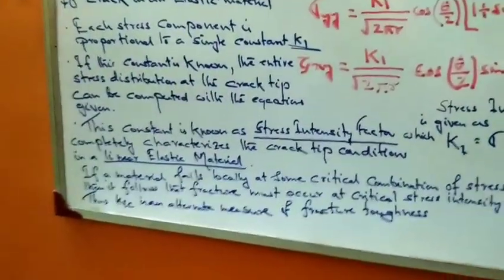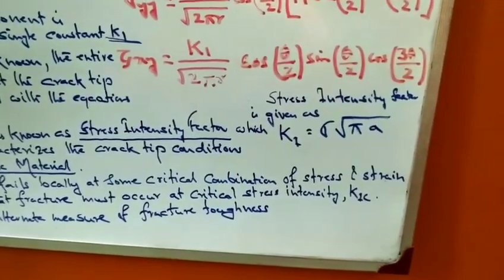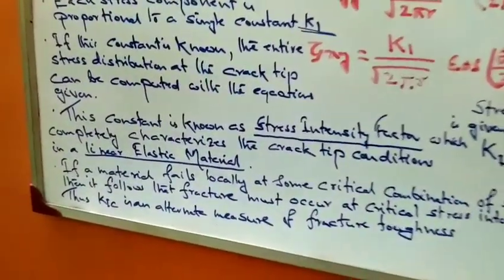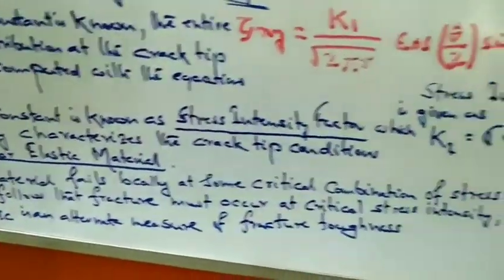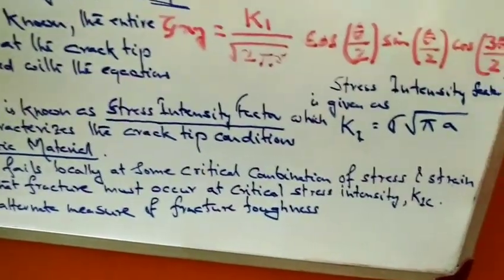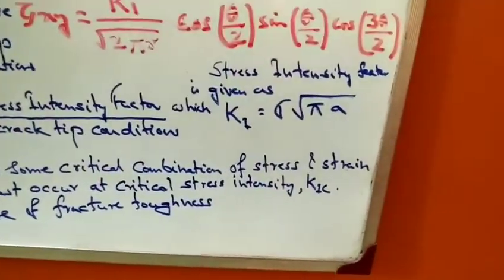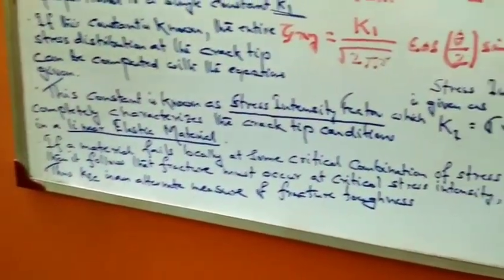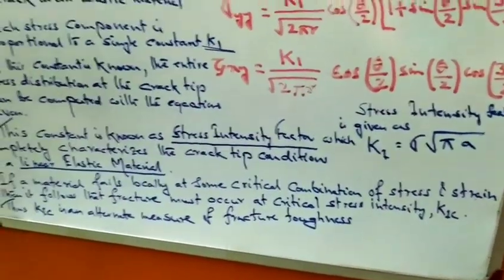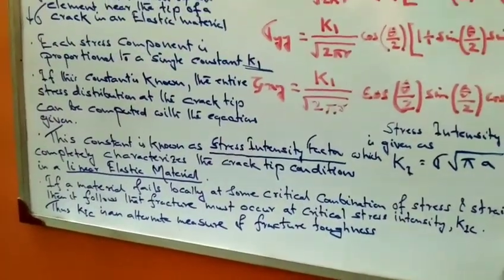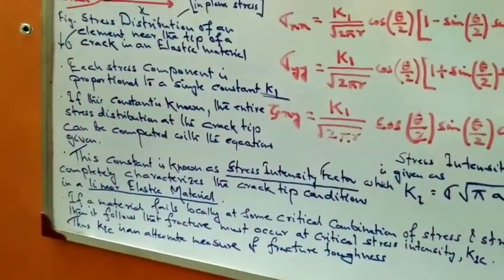So if a material fails at some critical condition of stress and strain, then it follows that fracture must occur at critical stress intensity factor K1C. This K1C is an alternative measure of fracture toughness. So this K1C is a material property.